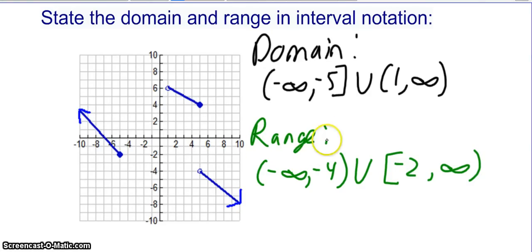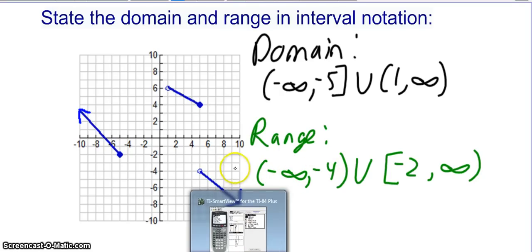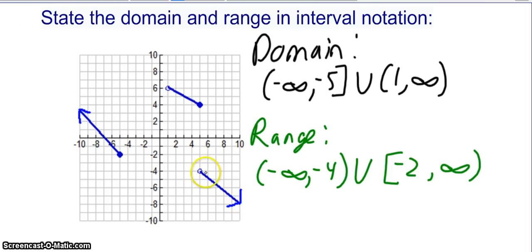Then range, negative infinity to negative 4. So this piece here, it's going down forever. So that's going to go down to negative infinity. And then it stops right here at negative 4. And now there's a gap. But then it starts up again at this piece, negative 2. And then this increases forever. So it will include this as well. So it's negative 2 to infinity, including the negative 2.